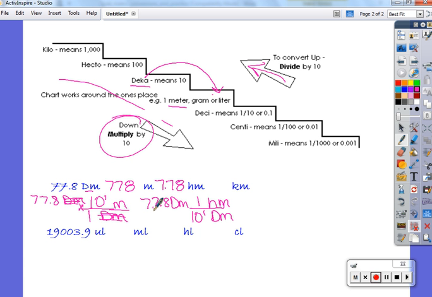Now finally we're going to go from deca to kilo. So I'm actually moving up 2 spaces here. So let's go ahead and do it this way.